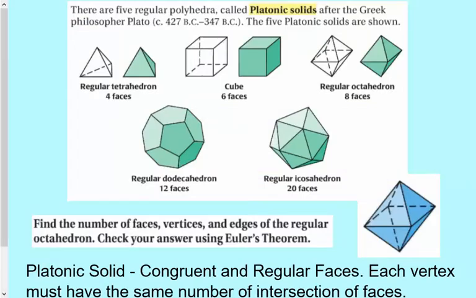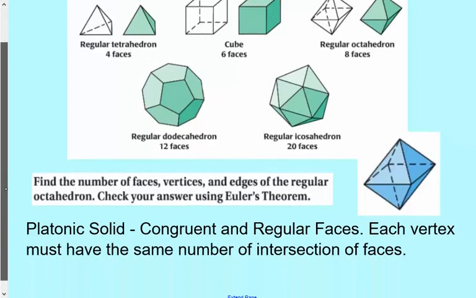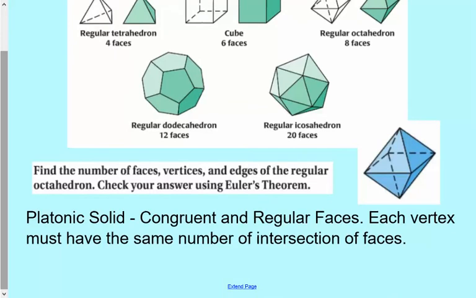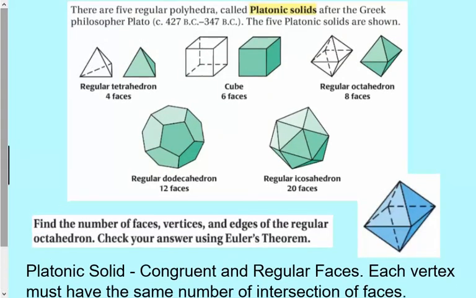And then we get into this fancy term. These are kind of fun solids. They're called Platonic solids, and this is just more fun information for you guys. The book actually isn't as specific. The faces have to be congruent and regular, and the vertex must have the same number of intersection of faces. The book fails to provide that information there. And so that is actually really specific. But these are the types of Platonic solids.